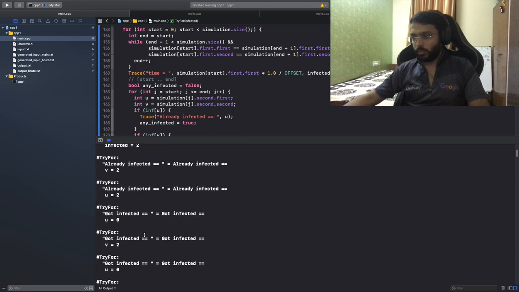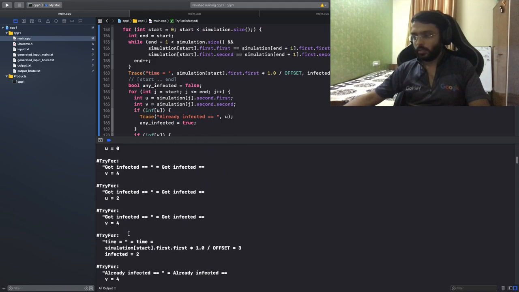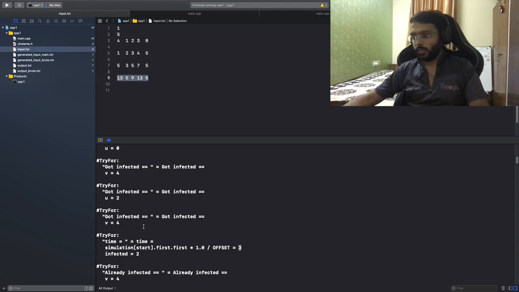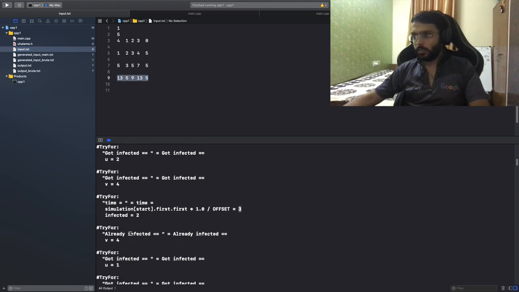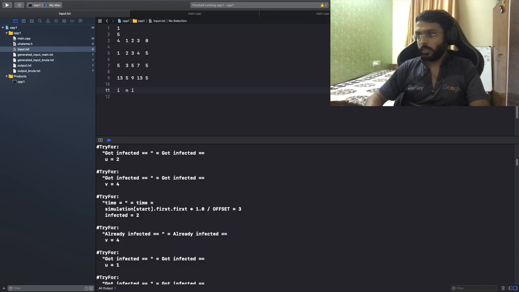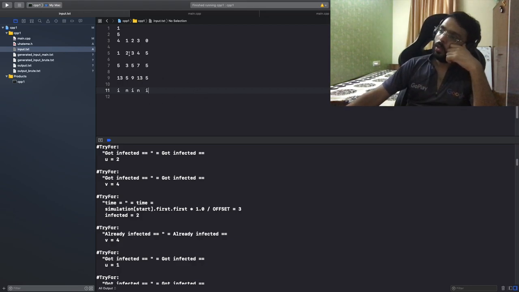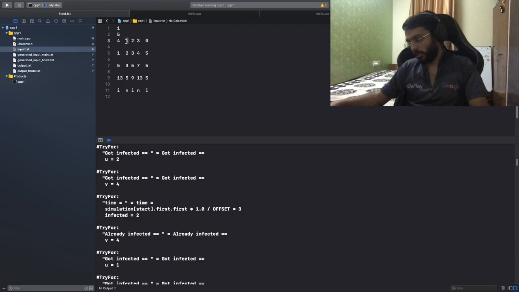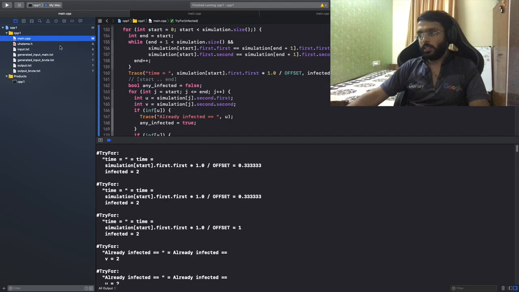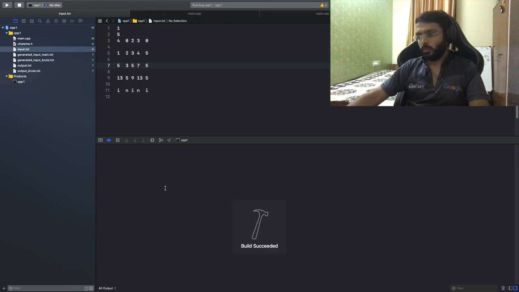So 0, 2 and 4 got infected, then at like time equal to 3 we reached over here, now 0, 2 and 4, right? Infected, not infected, infected, not infected, infected. Currently, that's the case. So this will actually get infected as well, but at the end of the day. I see. But yeah, I believe this should be the case, like the position thing. That was the issue.